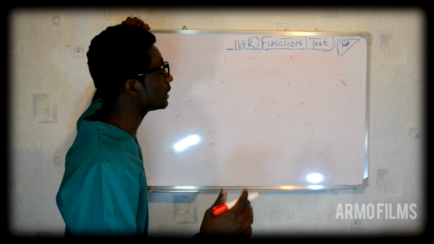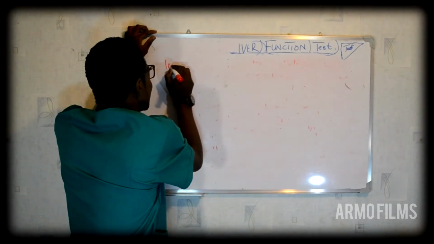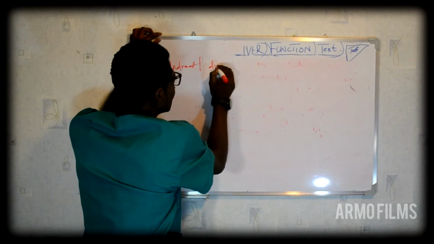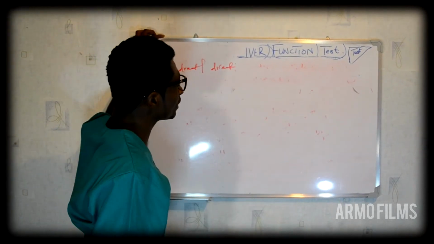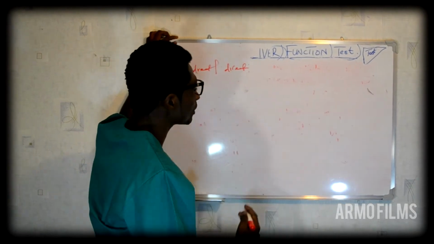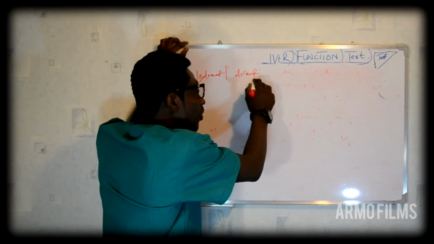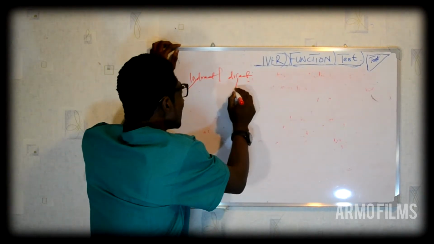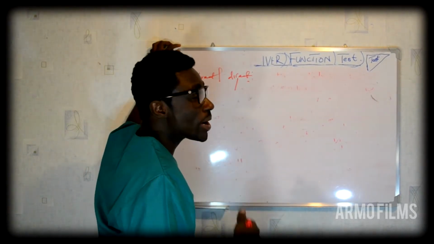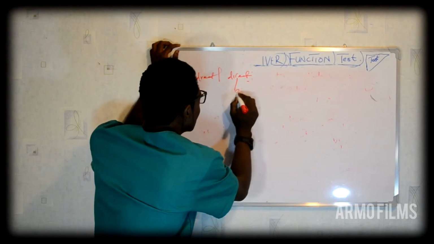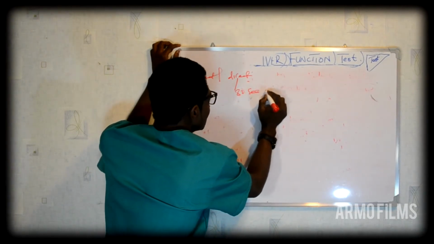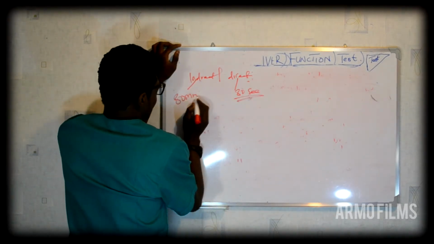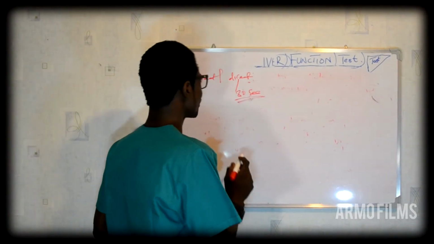Another important difference between the indirect method and the direct method is that, apart from the difference in one involving the addition of a reagent, which is the indirect, and the other not, you can also differentiate them with the time interval. Normally, the direct method of Van den Bergh reaction takes 30 seconds, fellas, 30 seconds. But the indirect takes 30 minutes. You understand? All right, that's good.